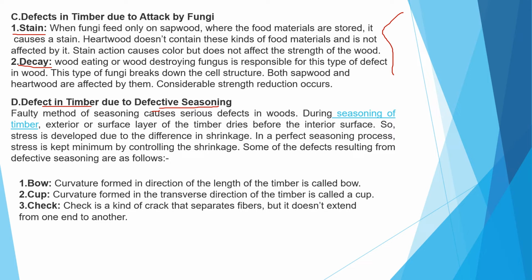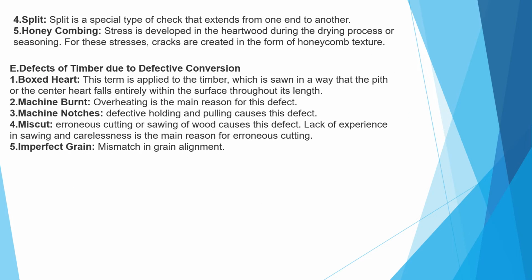Defects of timber due to attack by fungi. You can see this. Next, defects in timber due to defective seasoning. There are some points of defective seasoning given there. Next, number one, bow, check. There are some points given there. You can see this. Next, number four, split. Split is a special type of check that extends from one end to another.